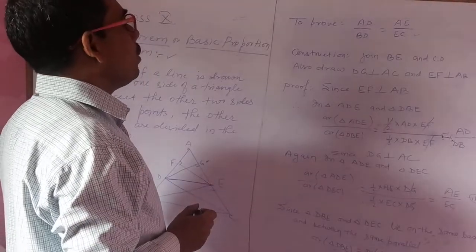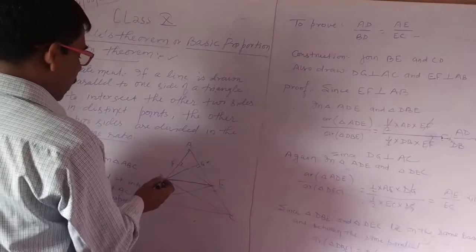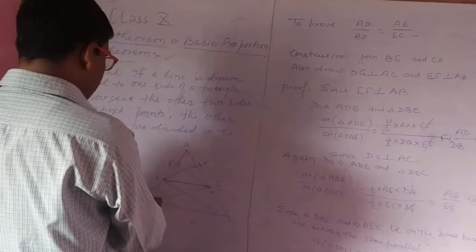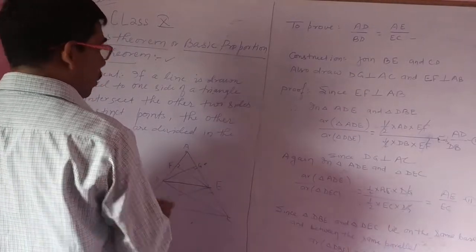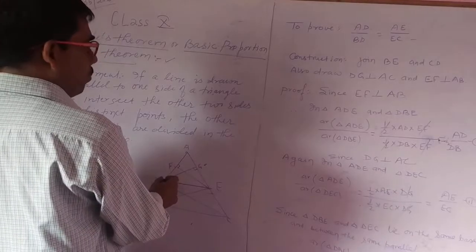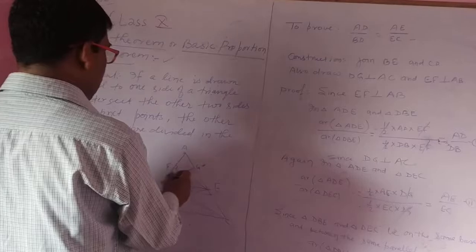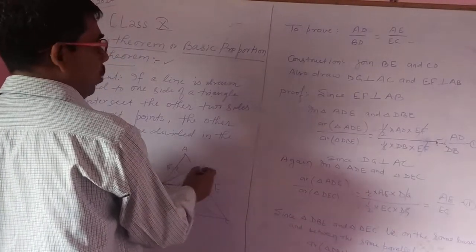Here we construct to get its proof. We join B and E, and C and D. Also draw DG perpendicular on AC and EF perpendicular on AB.